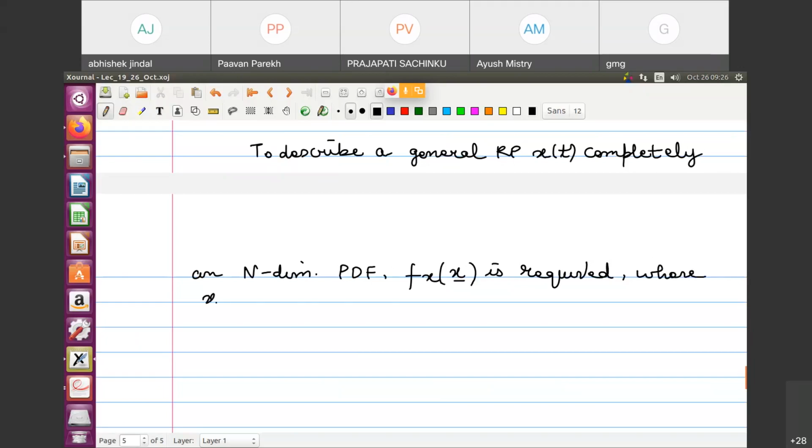What is x bar? Let us write it down. X bar is x1, x2, up to x of n, where x of j is denoted by x of tj, and n tends to infinity. So this is important. I will give you 1 minute to read it.